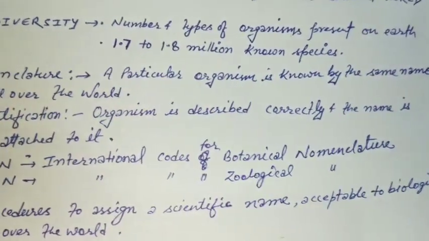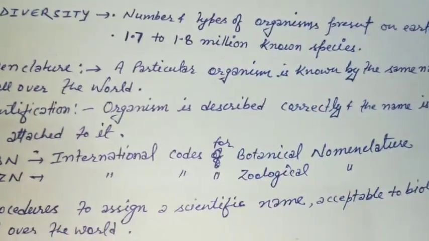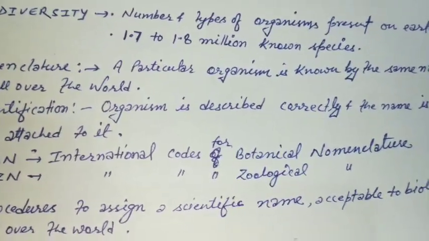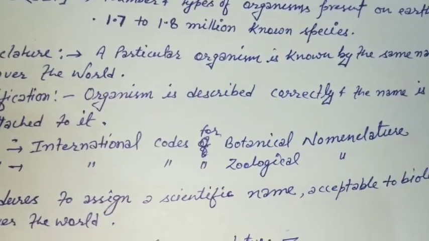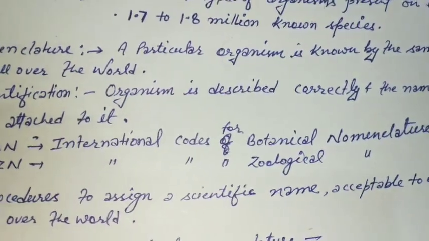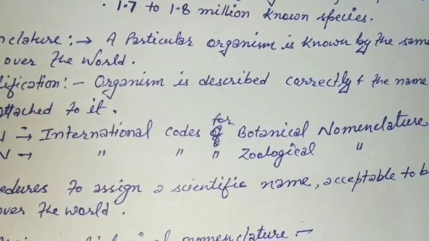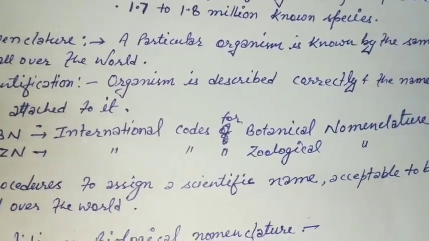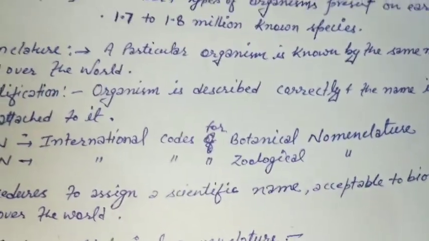According to an estimate, 1.7 to 1.8 million, where 1 million equals 10 lakh, known species are present on Earth. But this number keeps on increasing at a very high rate, because not all the living species on Earth have been discovered yet.